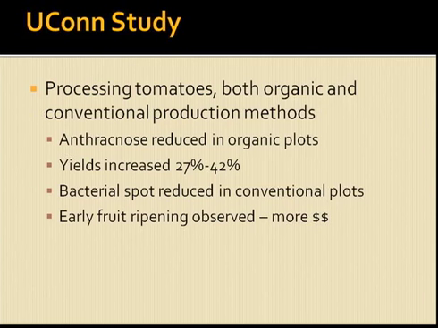University of Connecticut did a study with processing tomatoes to kind of illustrate this point. They did both organic and conventional plots, where organic obviously is pesticide-free and conventional was more traditional ways of production using chemicals. But they found benefits with both methods of production, with anthracnose being reduced in organic plots and increased yields, and bacterial spot was reduced in the conventional plots. And they also found, which I thought was really interesting, that it led to earlier fruit ripening. And you recognize that the early market is the lucrative market. Sometimes as much as 3 weeks, they found earlier tomato ripening in the amended plots. So that equates to, obviously, a better bottom line.